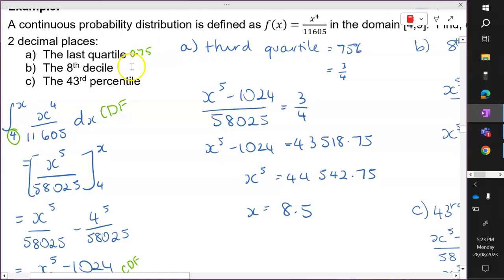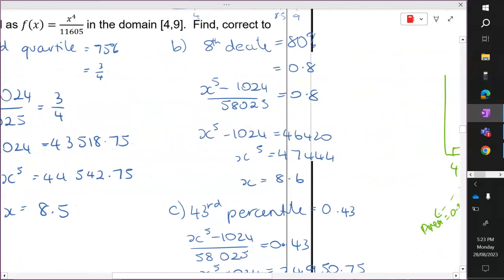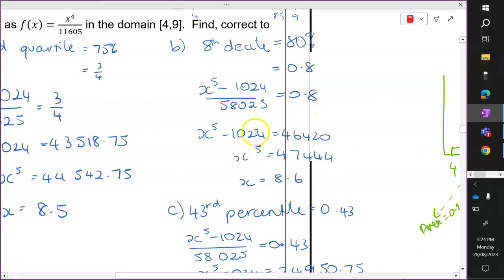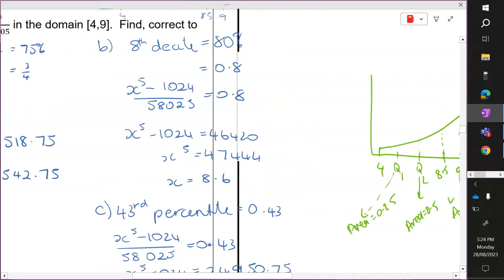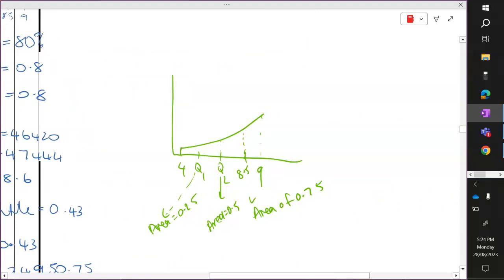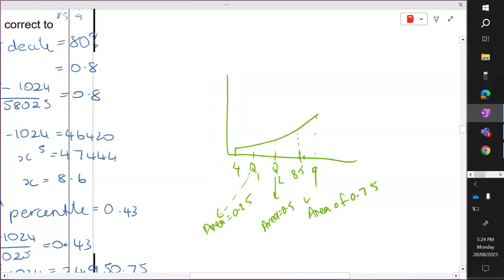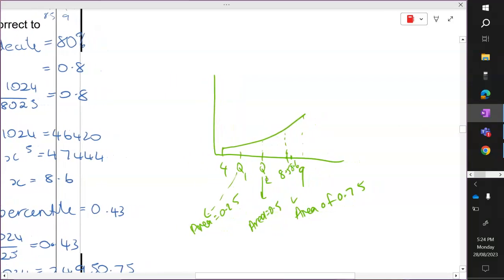Okay, so what we would do for the last two, the 8th decile, well, deciles were groups of 1/10. We've got 8/10 here, which is 0.8. So we do exactly the same as what we just did here. Instead of letting it equal 3/4, I would let it equal 0.8. So here we are again. Multiply, add, fifth root, and I get 8.6. So if you think of the 8th decile, it's going to have an area of 0.8, so it's going to be slightly more area than our quartile 3. So we're going to get a value that's slightly bigger. So that's 8.6. That one sits in there.